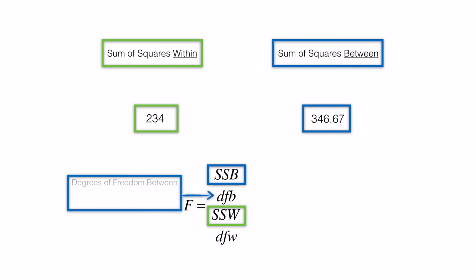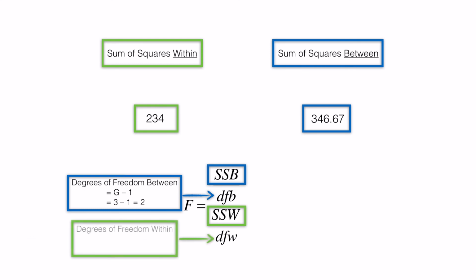The degrees of freedom between groups is equal to the number of groups minus 1, which in our case of 3 groups is 2. The degrees of freedom within groups is equal to the number of observations minus the number of groups, which in our case is 30 observations minus 3 groups, or 27. Plugging in all these values gives us an F-statistic of 20, which is exactly what we were given in this data output.